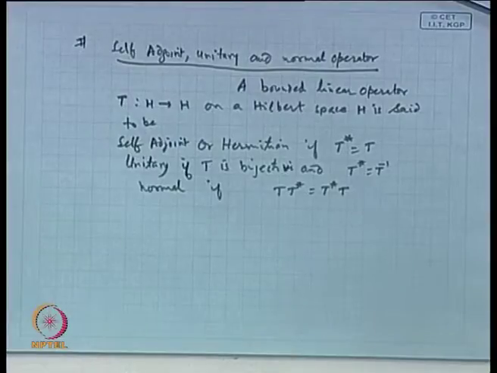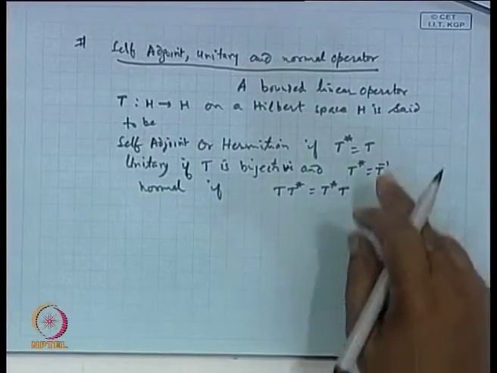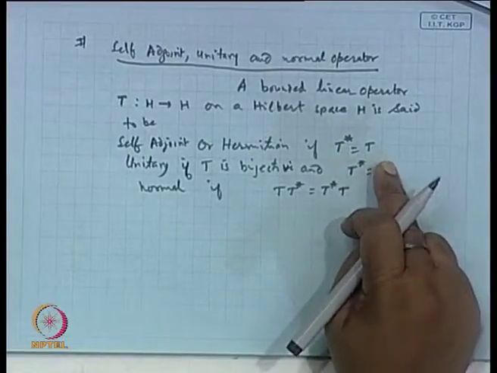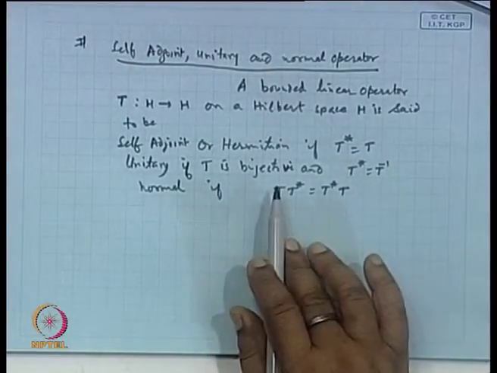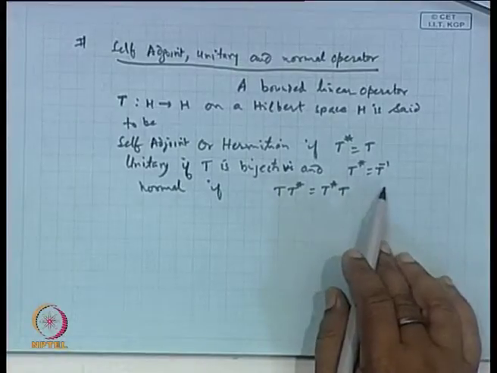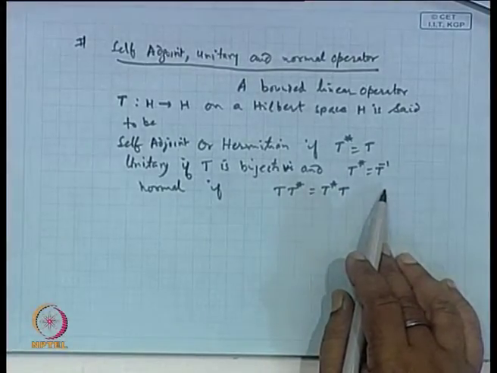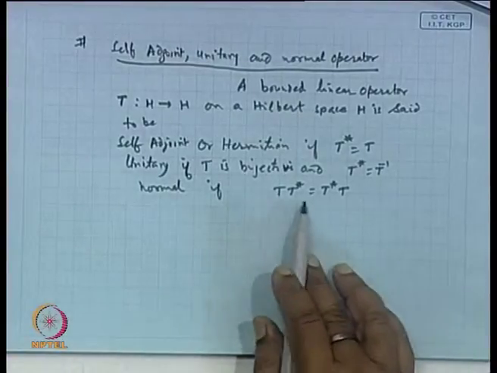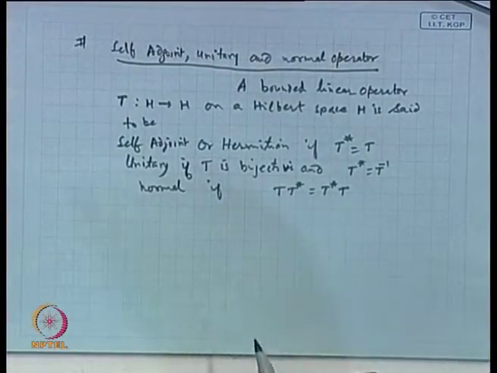So, a bounded linear operator T on a Hilbert space is said to be self adjoint if the Hilbert adjoint operator of T coincides with the operator T itself. When T is one-one and onto and the Hilbert adjoint operator coincides with the inverse of the operator T, then we say it is unitary, and when T star T equals T T star, it is normal. So, the Hilbert adjoint T is defined.